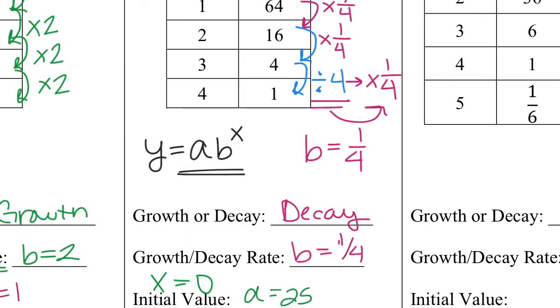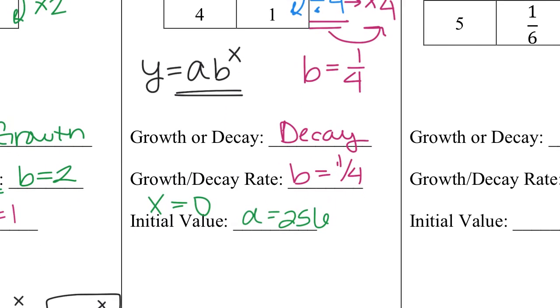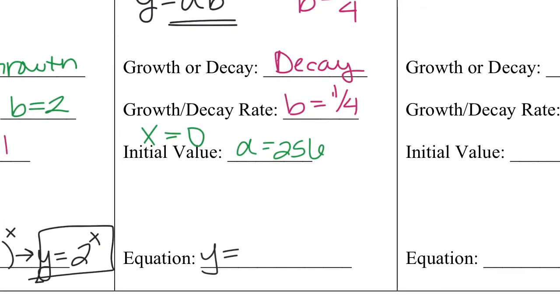Now that you have both pieces, we need to substitute them into our layout. So we have y equals A, which is 256, times B, which is 1/4, to the x.